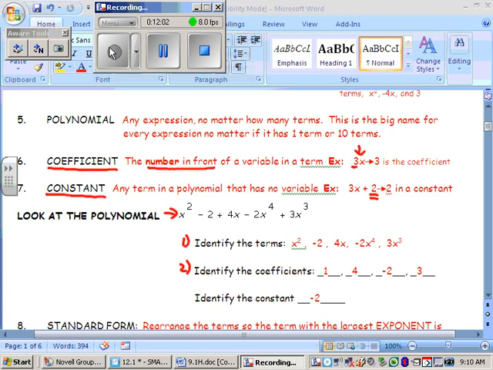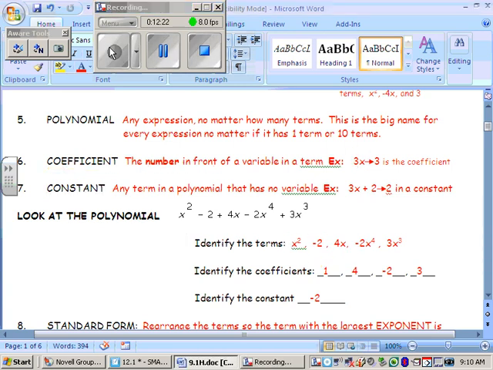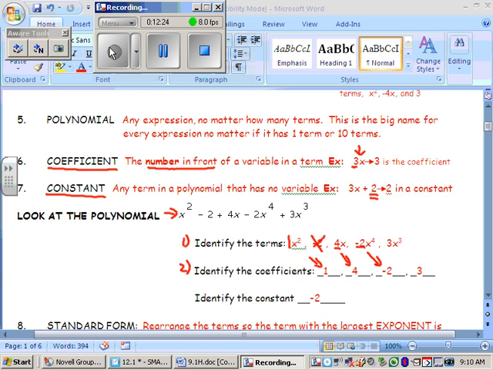Then, secondly, we're going to identify the coefficients. So the coefficients of each term is simply the numbers in front of the variables. So the constant we can exclude from this because it doesn't have a variable. So for x squared, the coefficient is 1, which we have right here. For 4x, the coefficient is 4. For negative 2x to the fourth, the coefficient is negative 2. And for 3x cubed, the coefficient is 3.